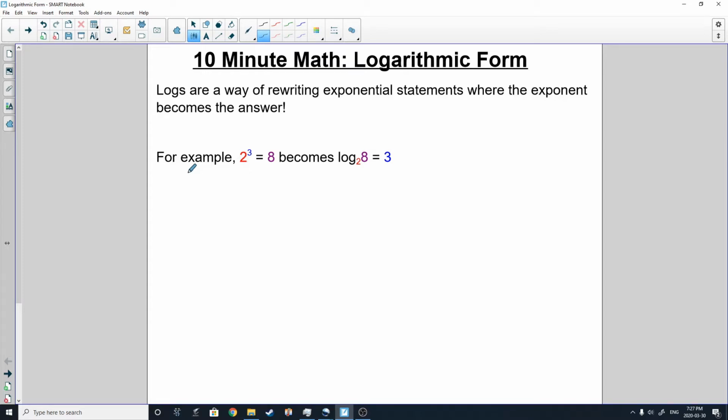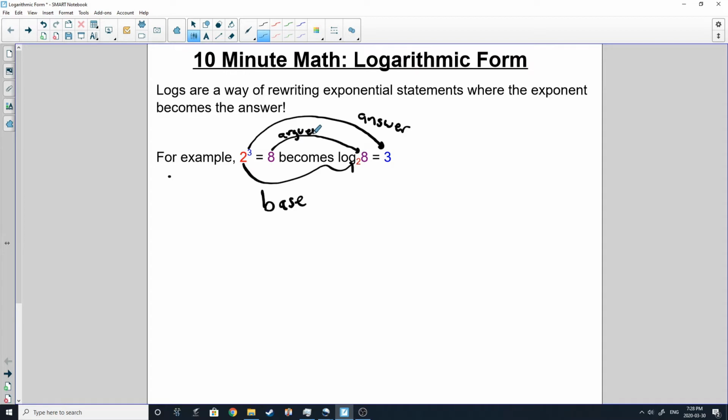So, basically logs are a way of rewriting exponential statements where the exponent becomes the answer. For example, you might have 2 to the power of 3 equals 8, which is a statement that makes sense. And if we write it as a log, it becomes log in base 2 of 8. So what happens here? The base over here actually becomes the base of the log. The exponent, as promised, becomes the answer. And the old answer here, what used to be the answer to 2 to the power of 3, that becomes what we now call the argument.